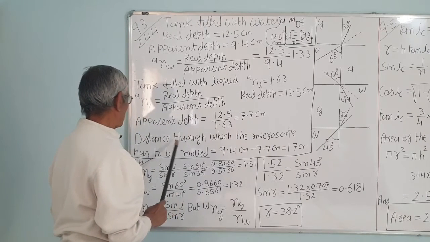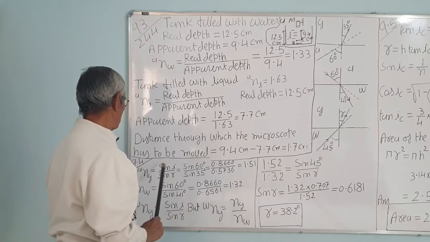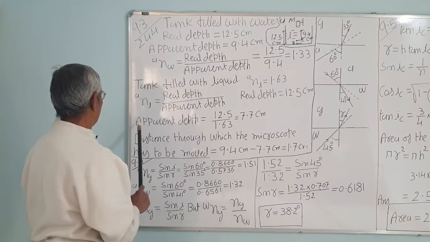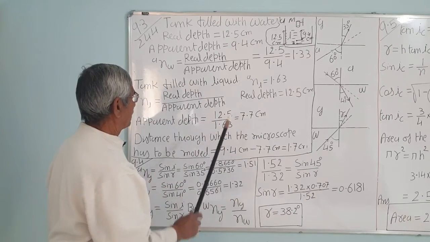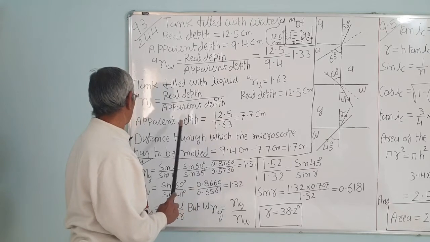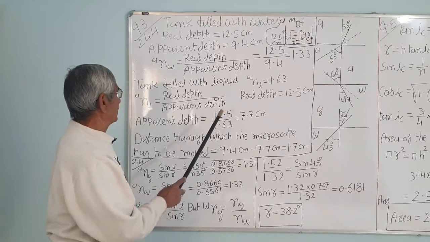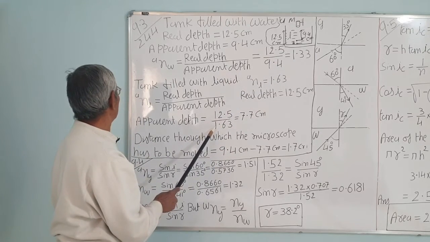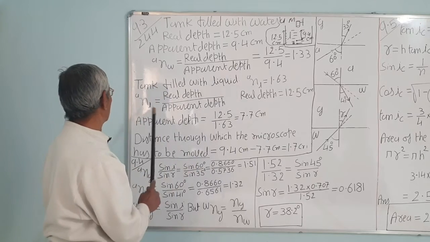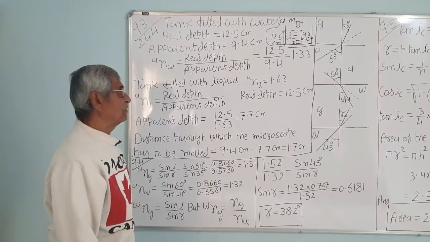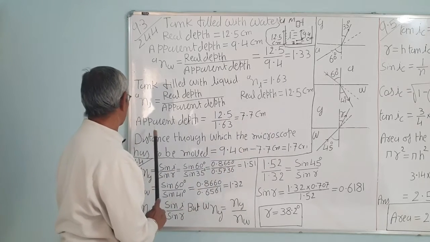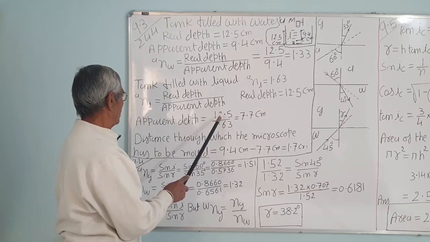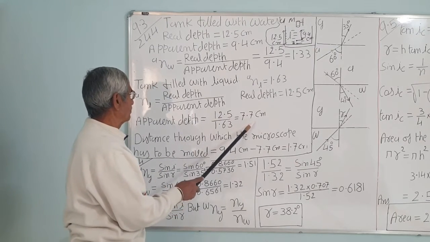So through what distance the microscope has to be moved? The apparent depth is equal to real depth upon refractive index. Same equation, but here the refractive index is given, whereas there we had to calculate the refractive index. So we use the tank filled with liquid, the refractive index of liquid is 1.63, real depth is given, so apparent depth can be computed from this equation. Real depth upon refractive index comes to 7.7 centimeters.